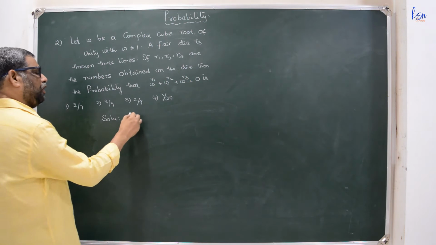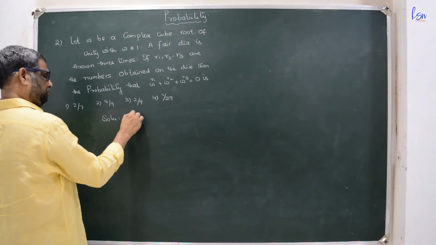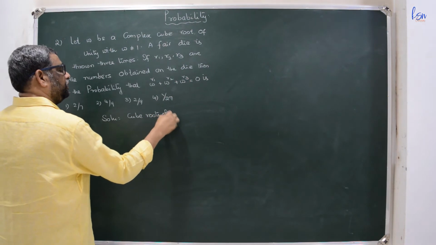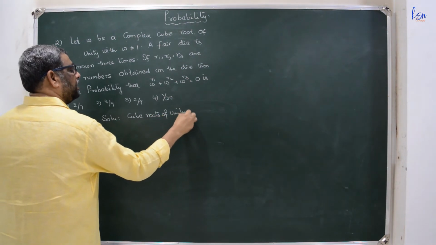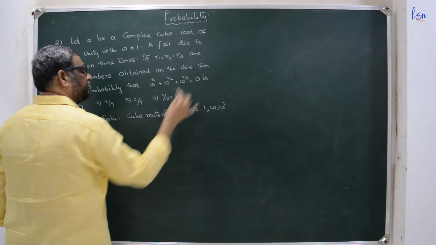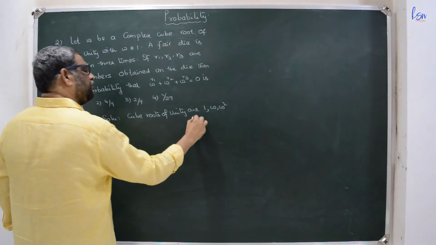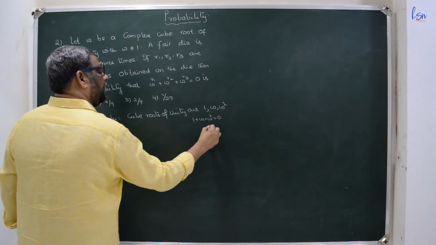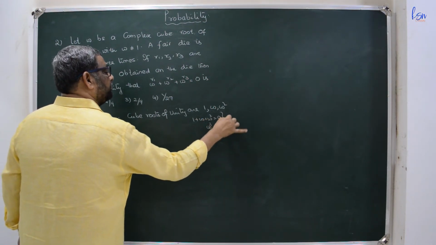Actually, the cube roots of unity are 1, omega, omega square. The properties are 1 plus omega plus omega square equal to 0 and omega cube equal to 1.